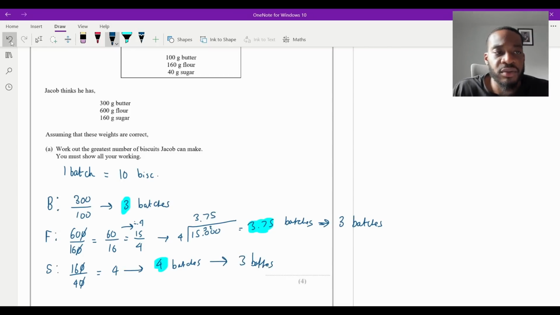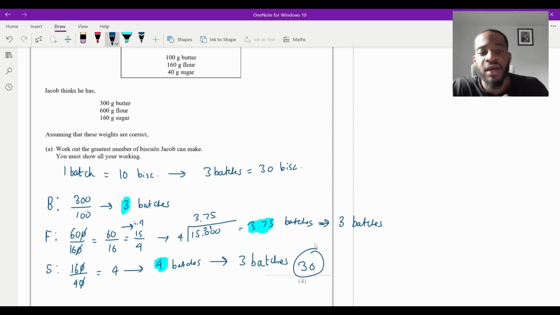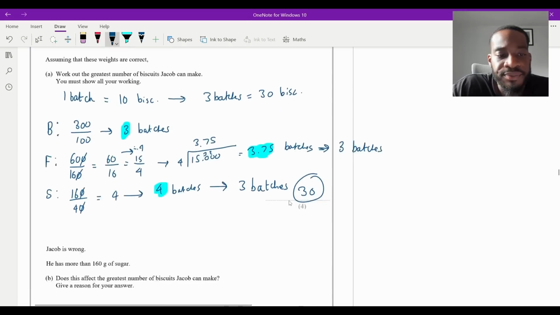Now remember, the question asked for the batches, that's what I introduced. The question asked, work out the greatest number of biscuits Jacob can make. Now we know that for one batch, there's 10 biscuits. If I want 3 batches, then you just times it by 3. So therefore it will just be 30 biscuits. So the number of biscuits Jacob can make is just 30. So I write 30 there with a circle. So we got that. Okay, so that's done.